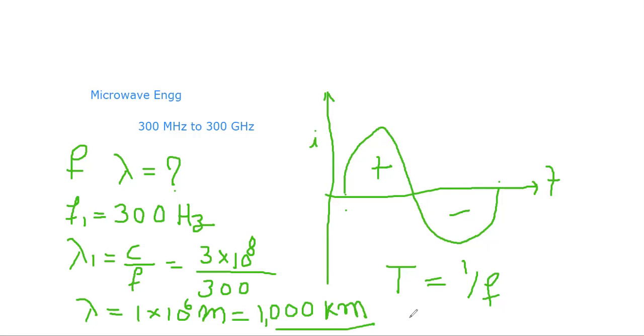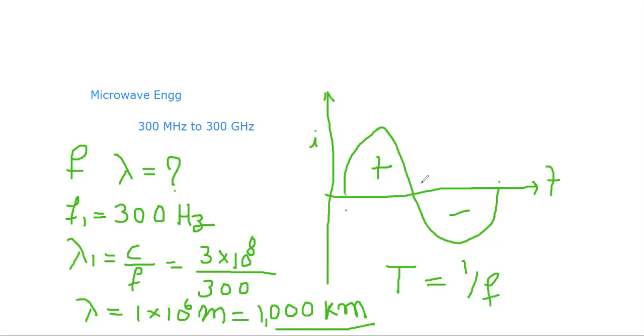Now a 10,000 kilometer wavelength, what will happen actually? Can we physically understand what is this wavelength? Physical interpretation of this wavelength. So this is the positive half cycle, this is the negative half cycle. Okay.